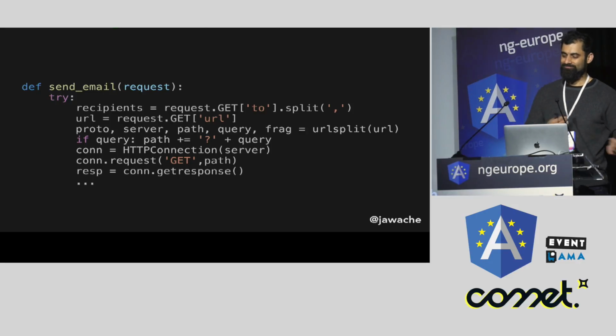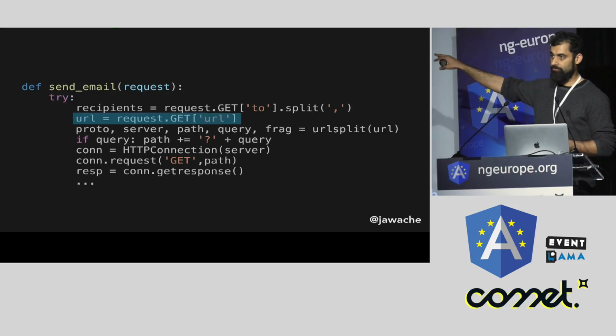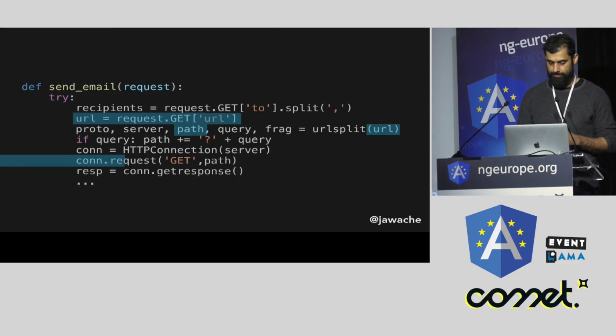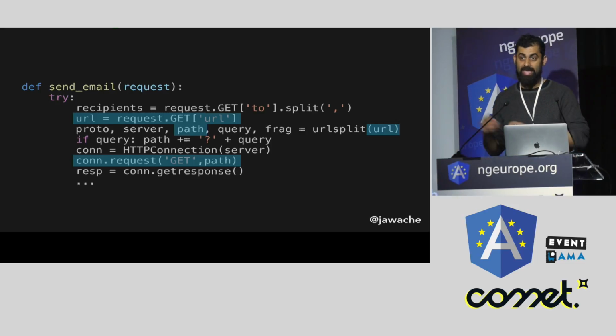What this function does is kind of a routing function. It gets called when you do a post request. It gets the URL from the query parameters, and then it gets the actual path of that URL, and then it makes a GET request to that path. A GET request, okay?